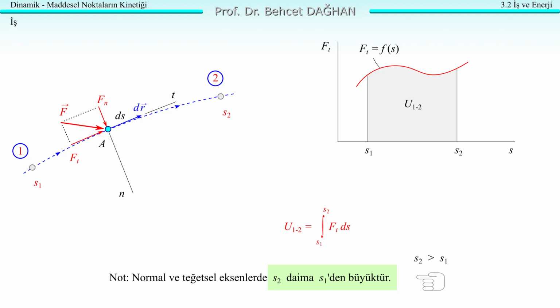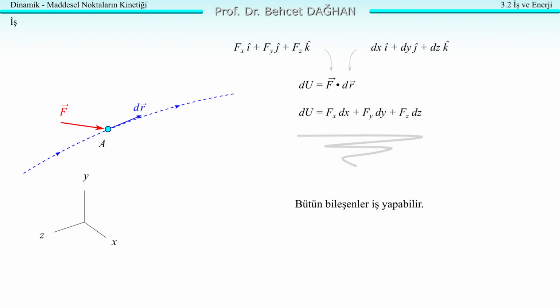Now, what happens when we use Cartesian coordinates? Let's see. If the force has x, y, and z components, which can have all of them, and the displacement also has x, y, and z components, which can also have all three components, then the result of the dot product is Fx times dx plus Fy times dy plus Fz times dz. We can find the work done by a force in Cartesian coordinates using this relationship.